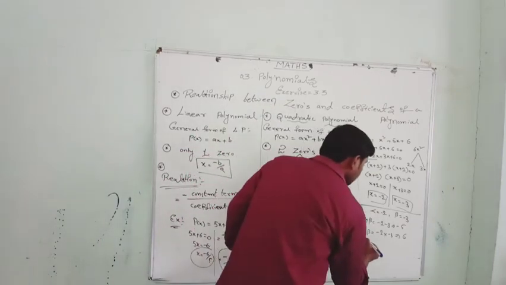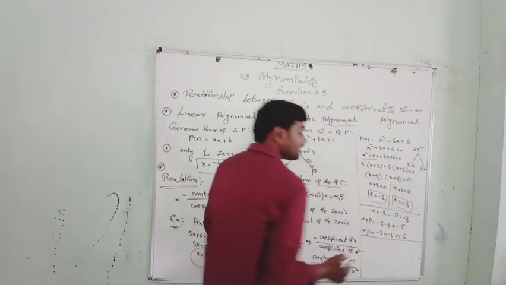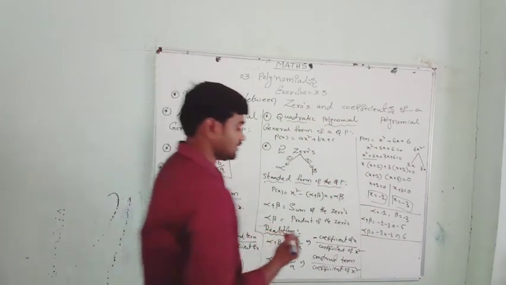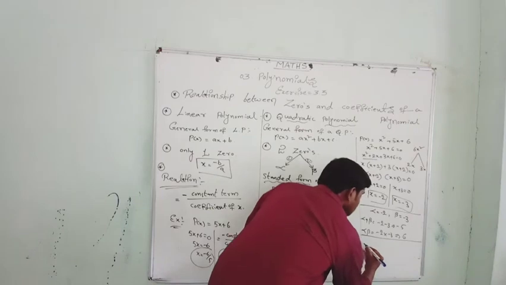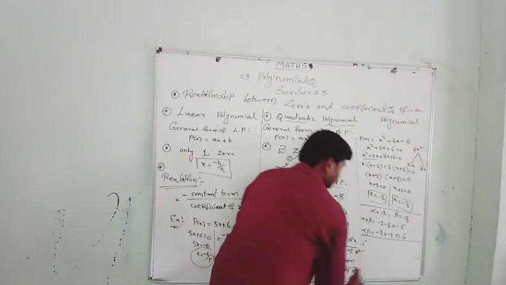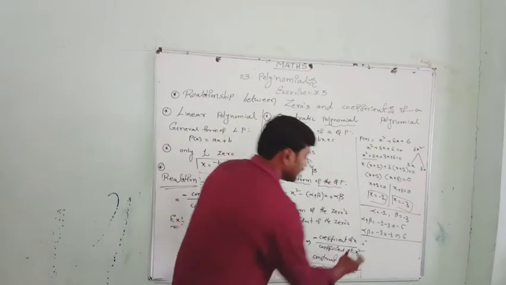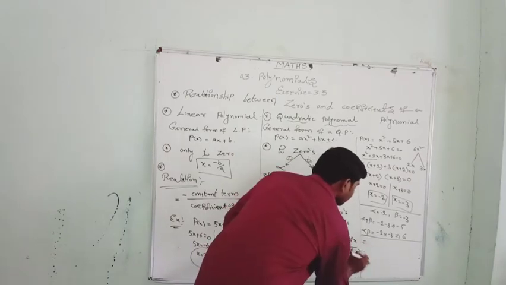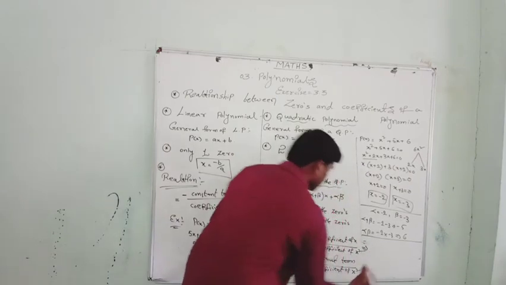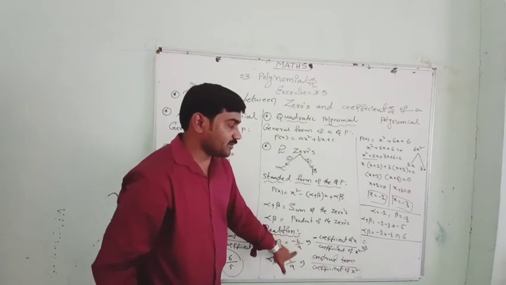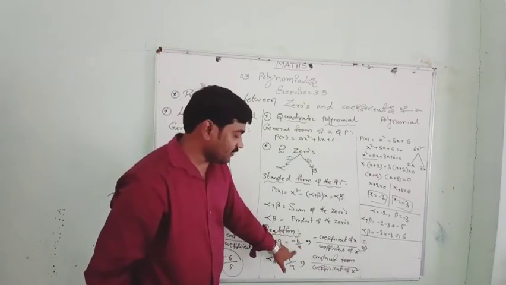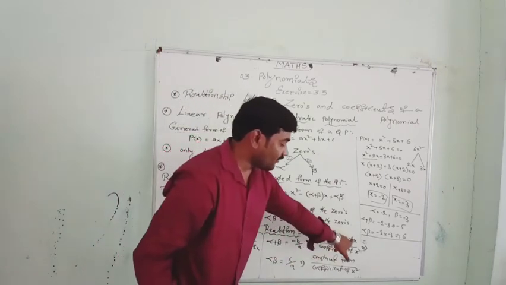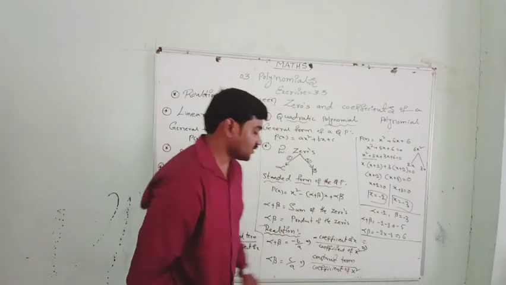This we got it, no? Remember this. This relation we get from the coefficients. So let me write here: alpha plus beta equal to minus b by a is the formula. Minus b by a is minus coefficient of x by coefficient of x square.